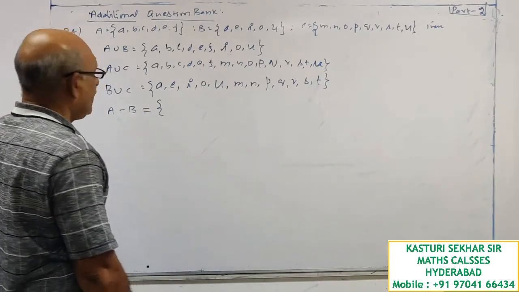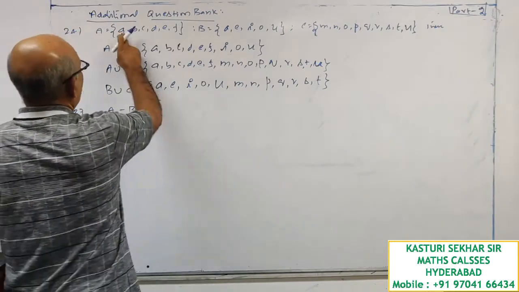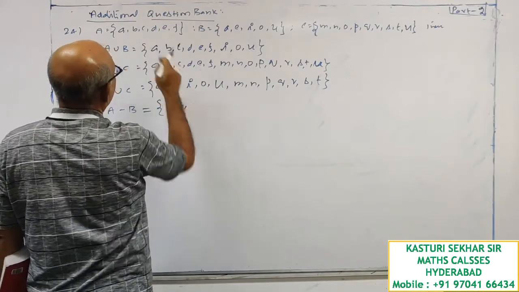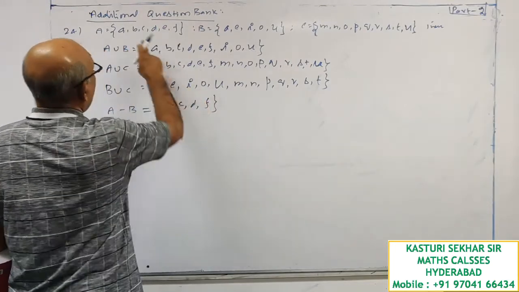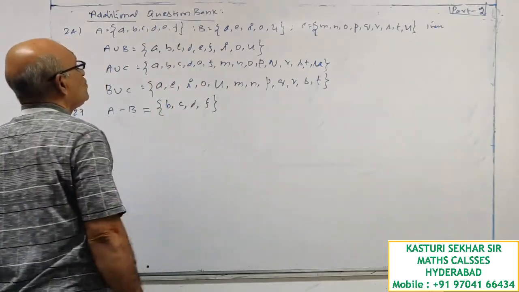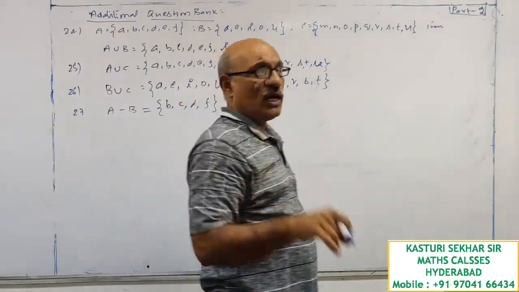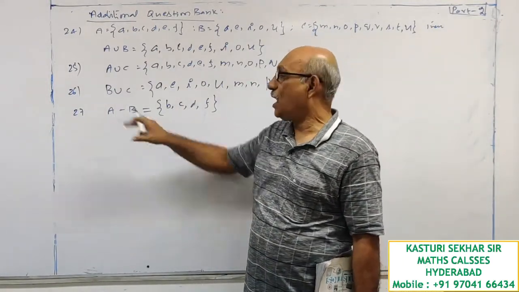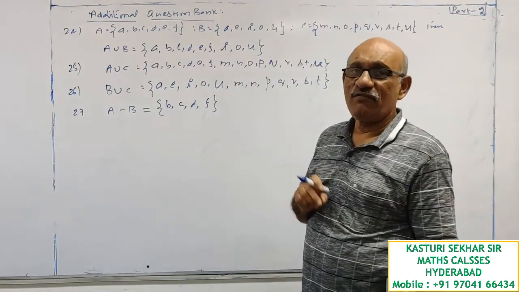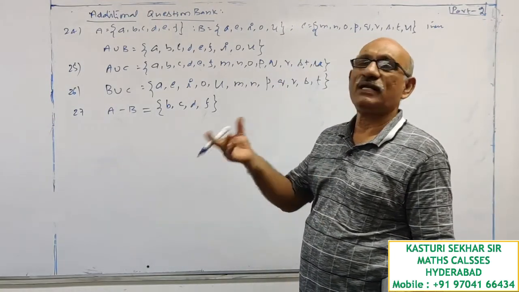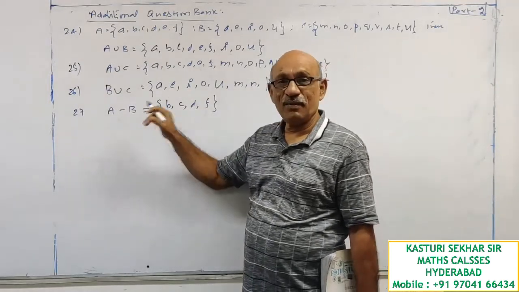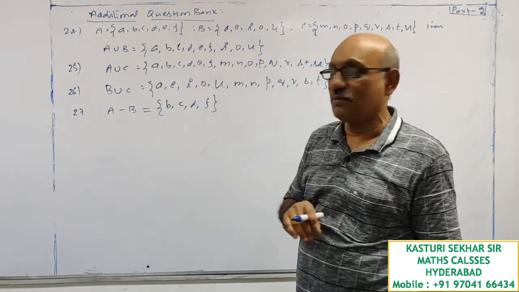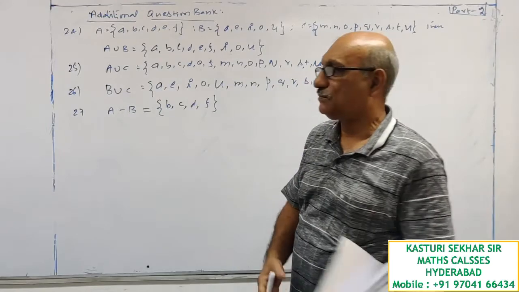Elements which are in A but not in B. So a is common, ignore this. b, c, d, f. a common, e common. These two are ignored, in the sense you are not allowed to consider these two. Again I am repeating this point. A minus B is a set which contains the elements of A but not B. So only elements of A.